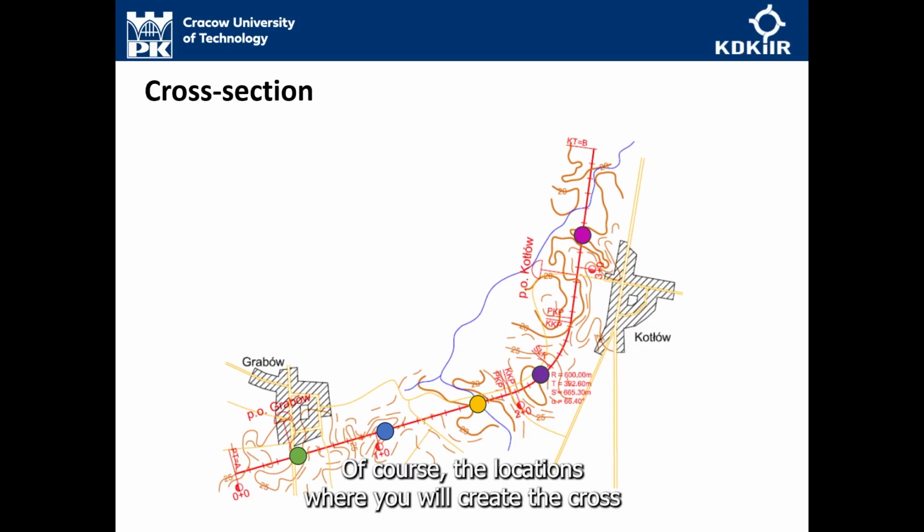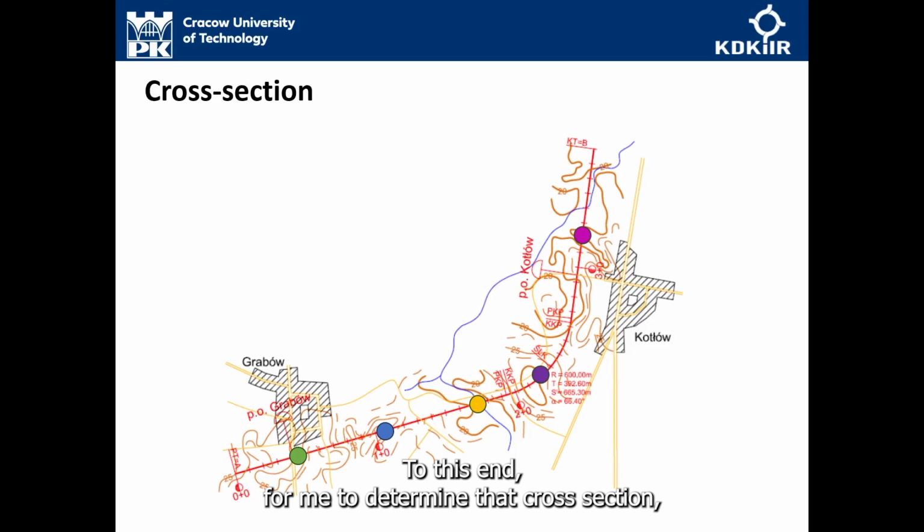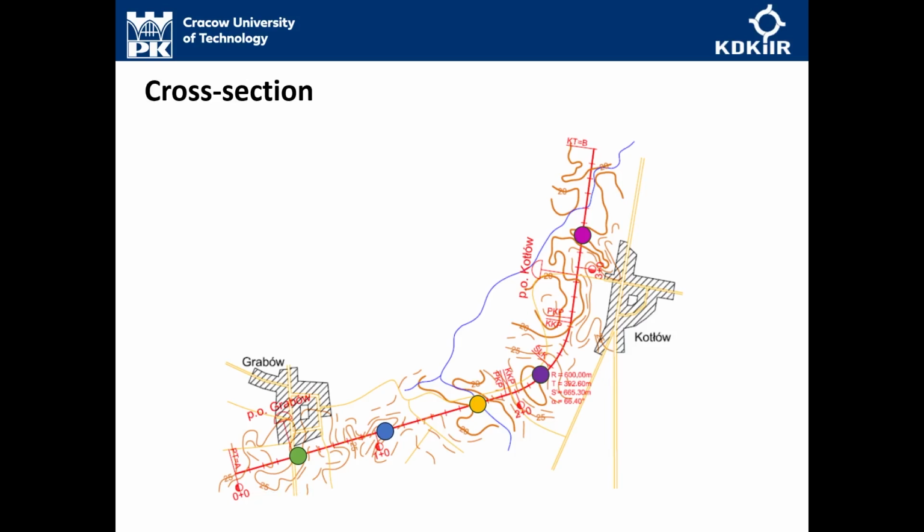Of course, the locations where you will create the cross-sections will be indicated by me. For me to determine the cross-section, you must first complete the site plan, the vertical alignment and the horizontal alignment of the railway line. Only then, on the accepted railway line, I will mark one location where you will create the cross-section.